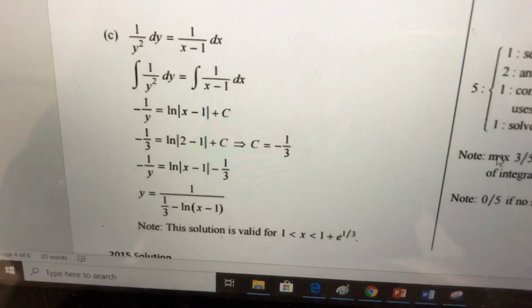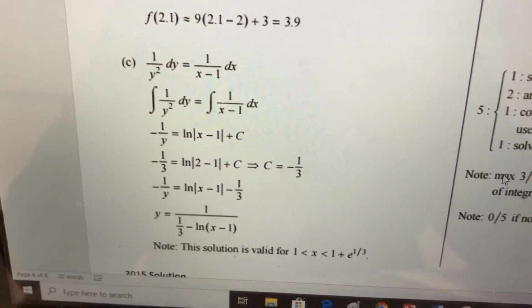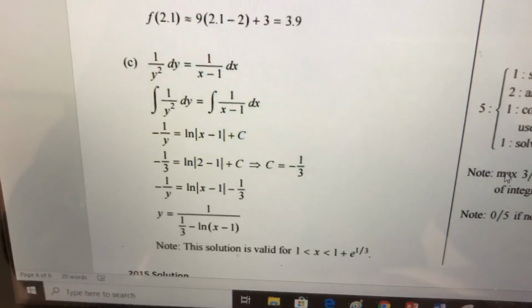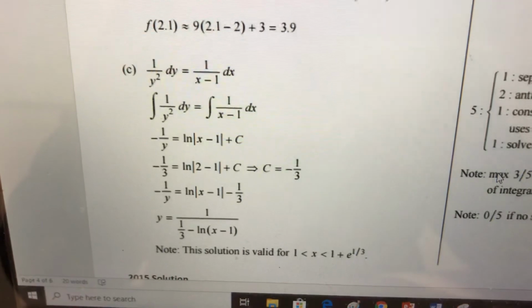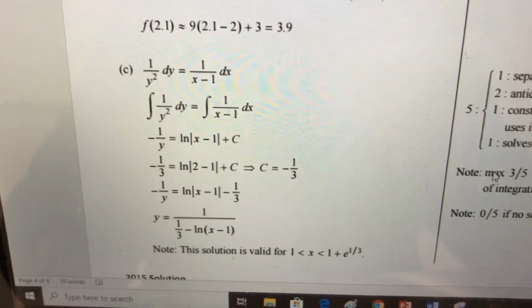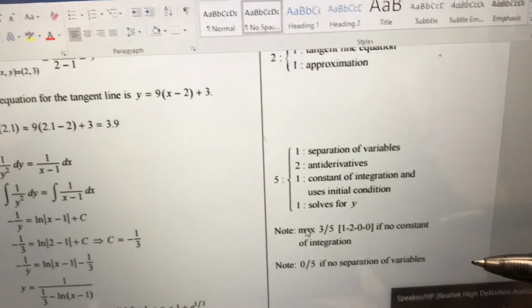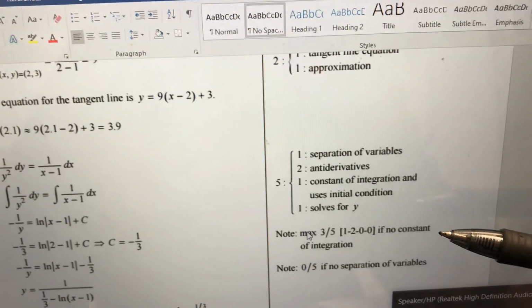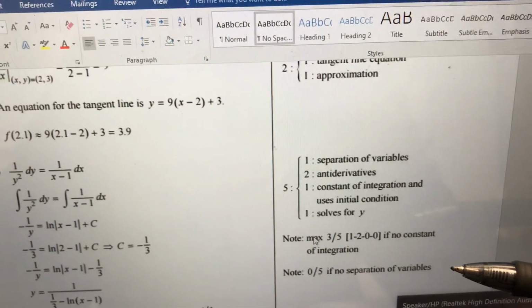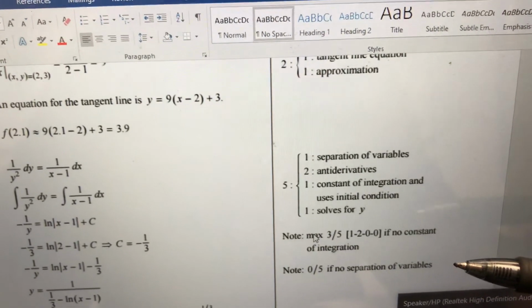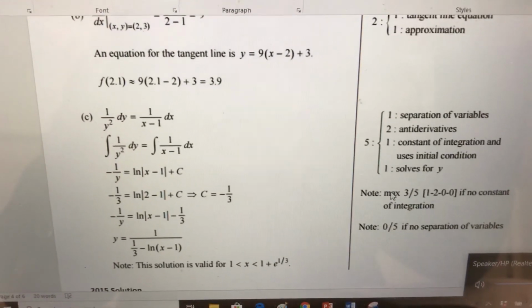So, ton of points there. By the way, they do make the point here, natural log's not defined for 0 or negative values. So you really should note that x minus 1 can't be equal to those values in there, although they didn't assign points for that. But notice, if you don't have the C value in there, you can only get 3 out of 5. If you don't separate variables, you get nothing on this part of the problem. So really, really important that you go through the process carefully and practice. But these get very predictable after you've done a few.